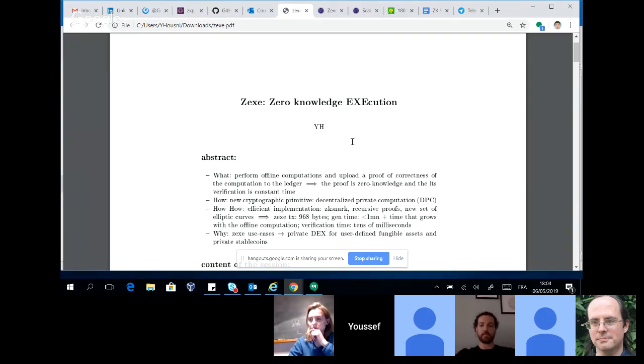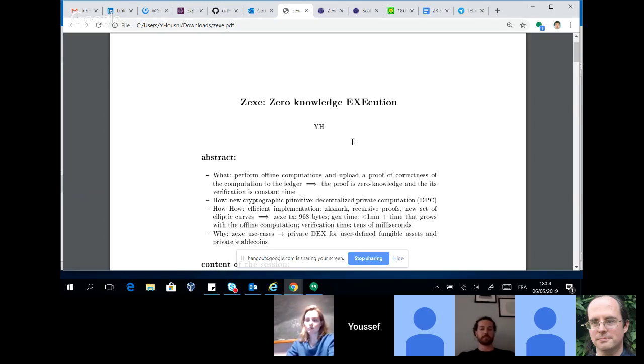How they want to do this is they introduced a new cryptographic primitive. They called it decentralized private computation, DPC, and they had many other contributions regarding the efficient implementation of ZK-SNARKs and recursive proof composition. These are how they do this. And they have also come up with a new set of elliptic curves, 4 elliptic curves to be precise.